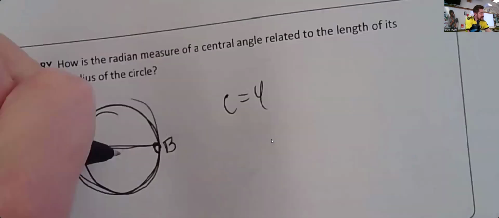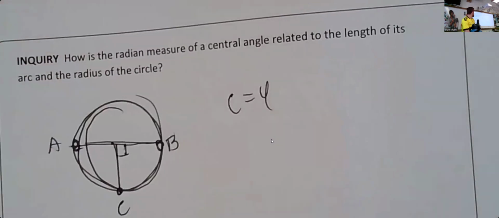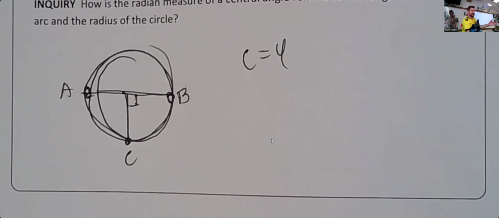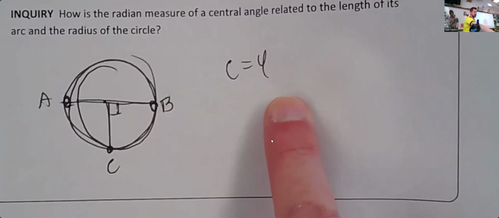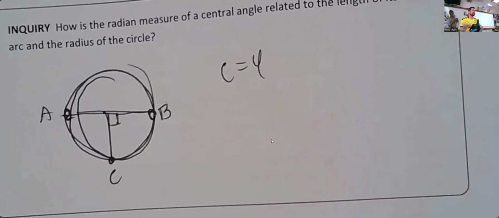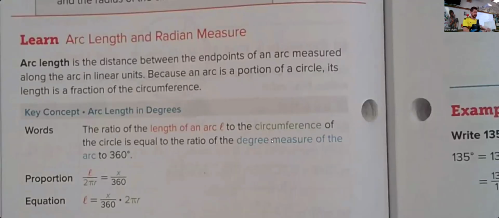If it took up, let's say, let's put C here. That's a 90-degree angle in the middle now. What's the distance between C and B? 1, yeah. Because 90 degrees is a fourth of a circle. If the entire circle all the way around is 4, then a fourth of the way across would be 1. So that's how we're going to be dealing with this. Now it's not quite that straightforward, but the basis of it is that.